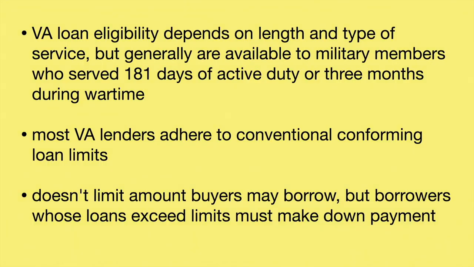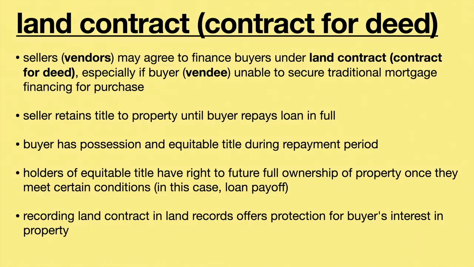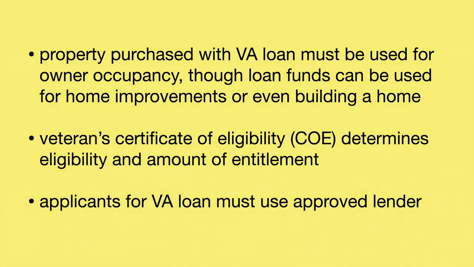VA loan eligibility depends on the length and type of service, but in general is available to military members who have served 181 days of active duty or 3 months during wartime. Most VA lenders adhere to conventional conforming loan limits. This doesn't limit the amount that borrowers may borrow, but borrowers whose loans exceed these limits must make a down payment. Property purchased with a VA loan must be used for owner occupancy, though loan funds can be used for home improvements or even building a home.